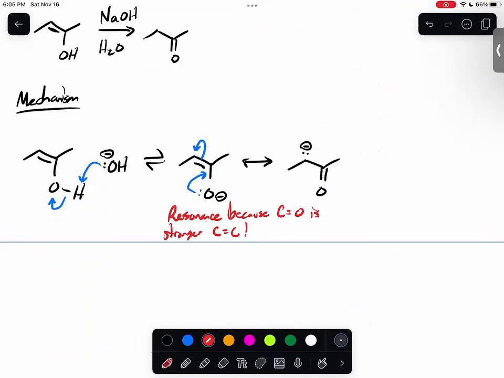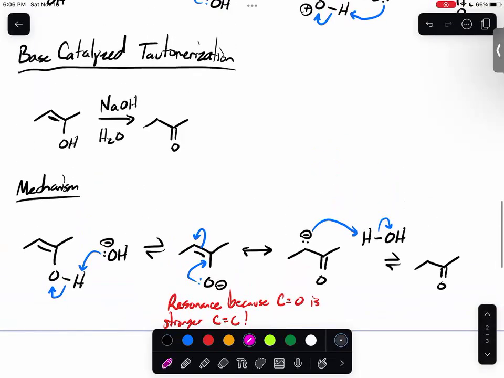So from here, what we see is that the water we generated from deprotonation by our hydroxide is going to act as the acid that this can then grab a proton from, and we end up with our ketone as the final product. And so notice that the difference between the acid and base catalyzed tautomerization is just the steps in the order they occur.